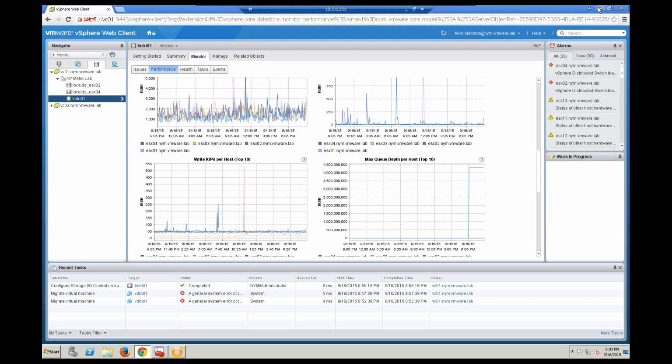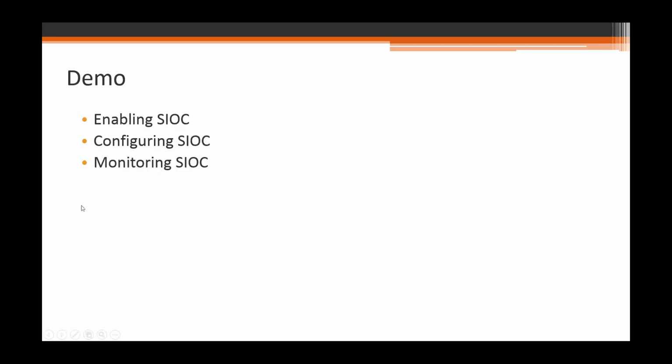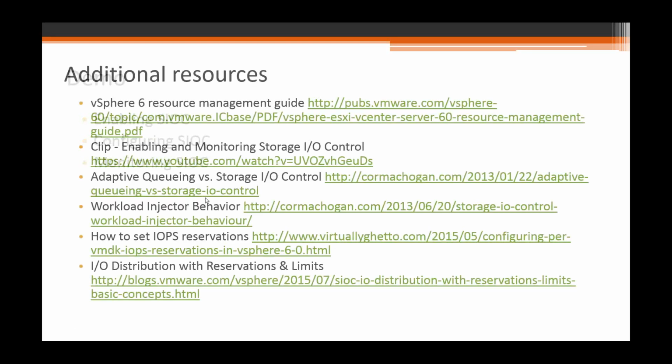There's also a clip that, well, let me get to that. So additional resources. From the resources that are detailed in the VCP-DCV6 blueprint, the one that has the most information about storage I/O control is the vSphere 6 Resource Management Guide. This is where you're going to find the most information from all these guides about storage I/O control.